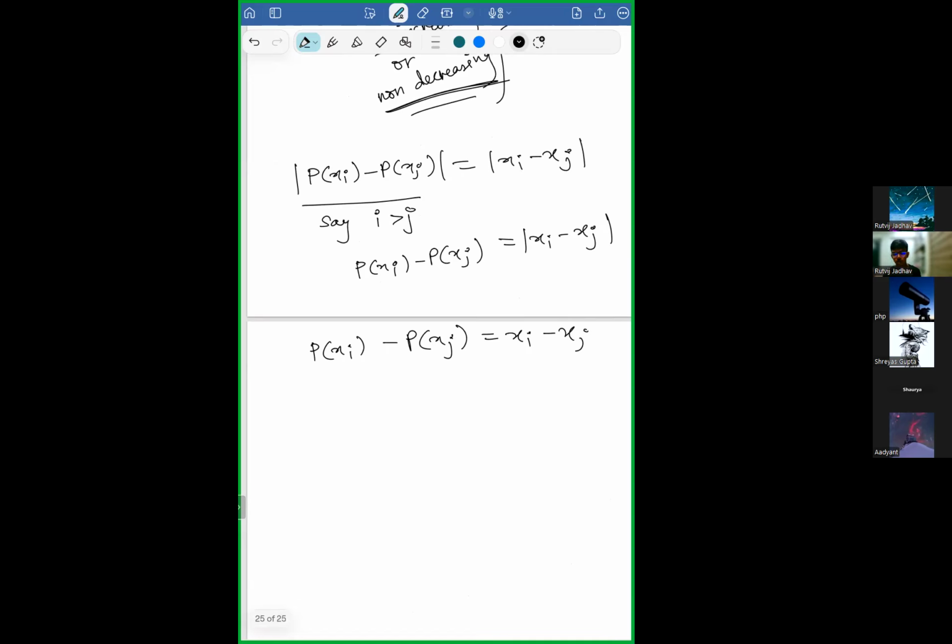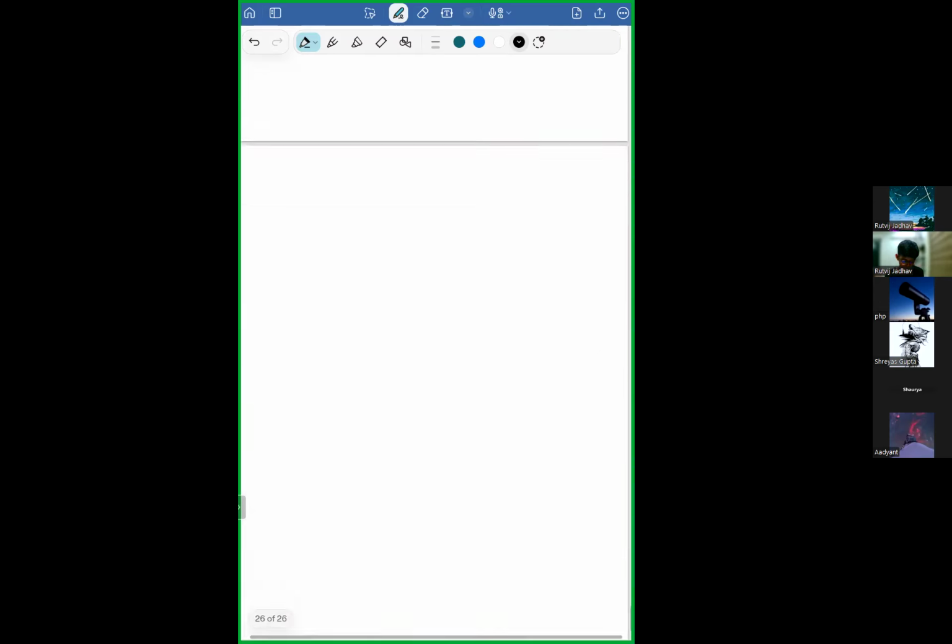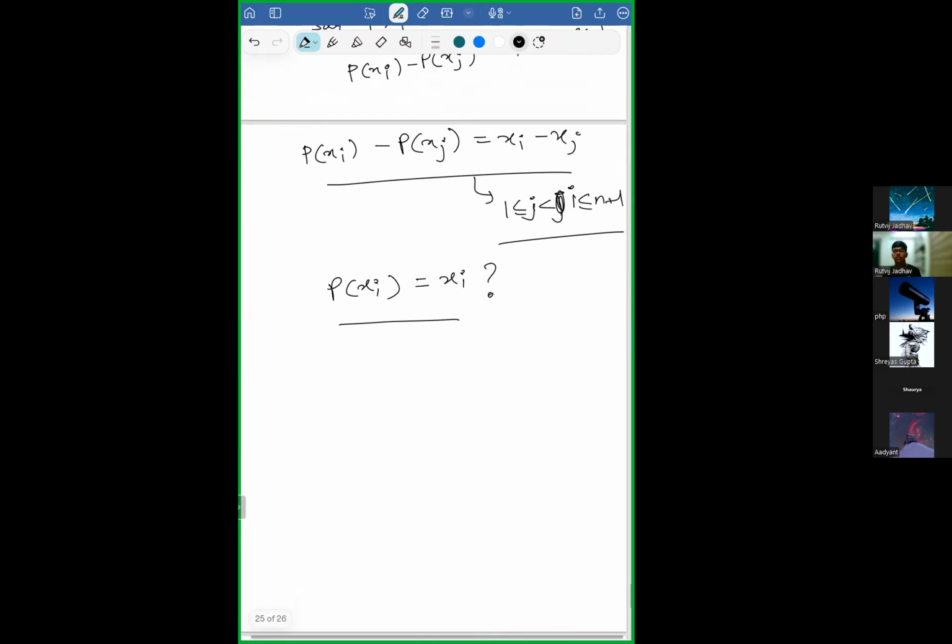How do we proceed now? So now basically see, this is true for all 1 less than or equal to j less than i less than or equal to n plus 1. So can we directly say from this that p of xi equals xi? Oh yeah. We can, right?